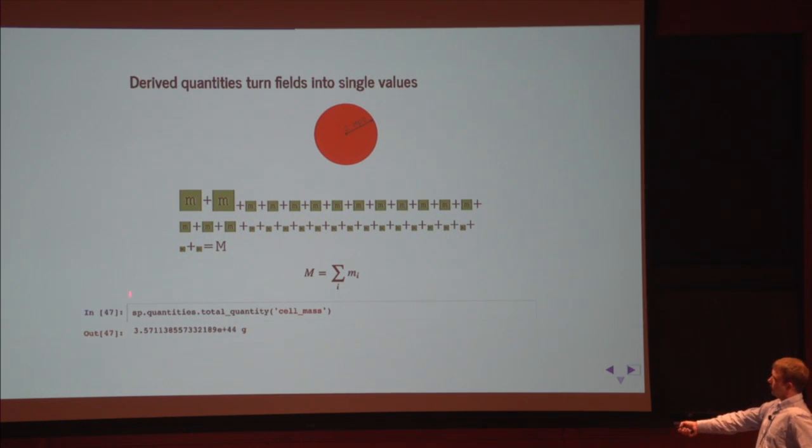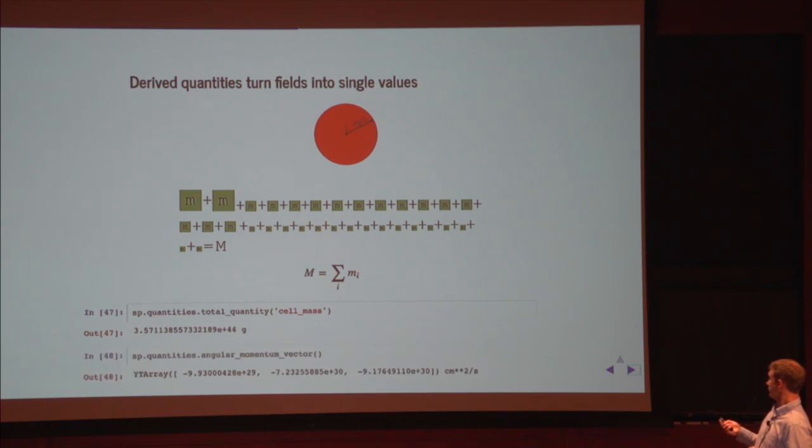But I can call it derived quantities, so in this case it's sp.quantities.total_quantities cell mass. And you add up the mass of the cell and return it as a single scalar quantity with units. Here's another quantity, sp.quantities.angular_momentum_vector. Actually this is the specific angular momentum, but it will take the angular momentum of the system in the sphere, and it will add everything up and return the angular momentum vector. So this is an array, obviously, of 3, because it's a vector.